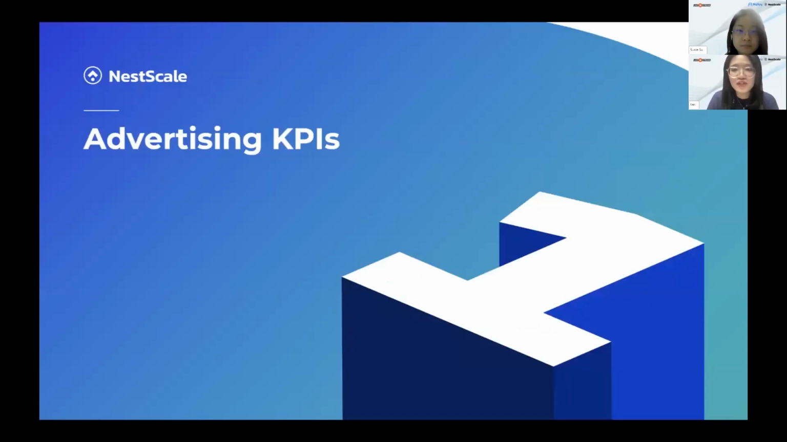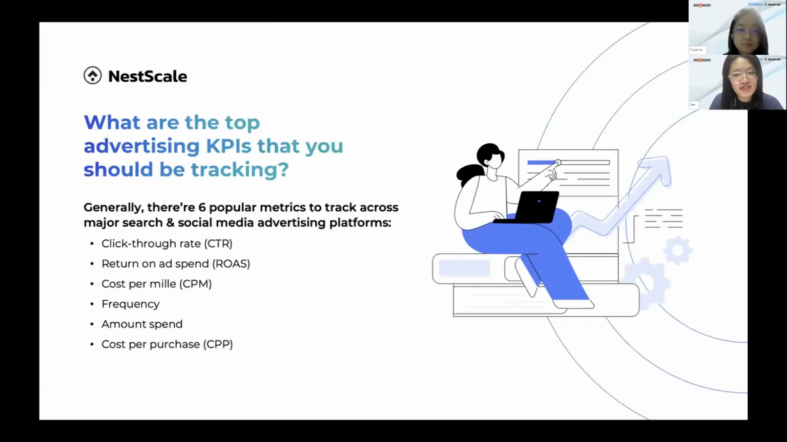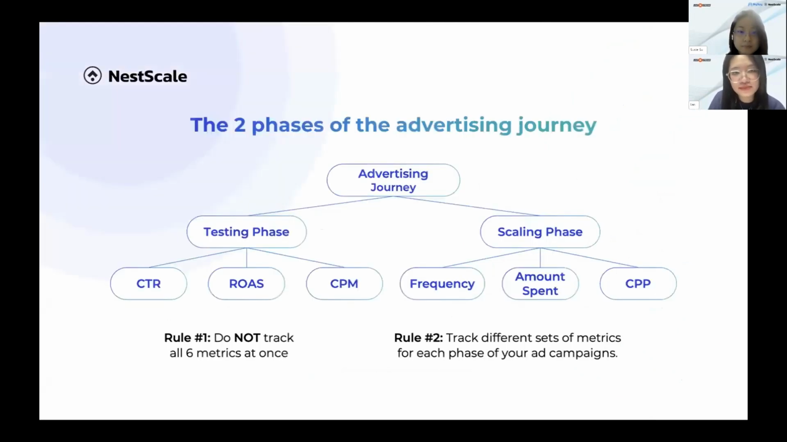Okay, so the first question is, what are the top advertising KPIs that you should be tracking? Generally, you see a list of popular metrics that remain the same across major search and social media advertising platforms. These are click-through rate, return on ad spend, cost per mille or 1,000 impressions, frequency, amount spent, and cost per purchase.